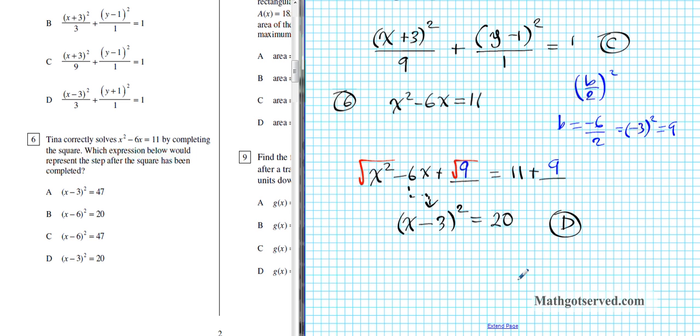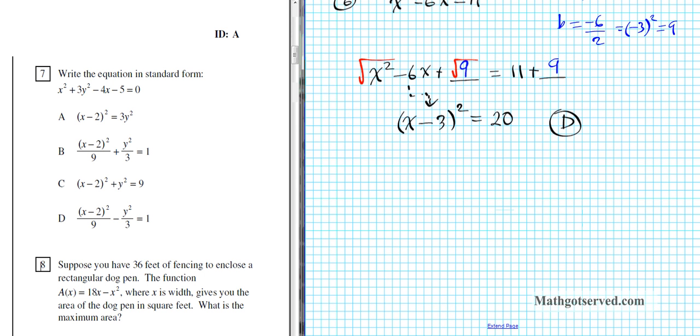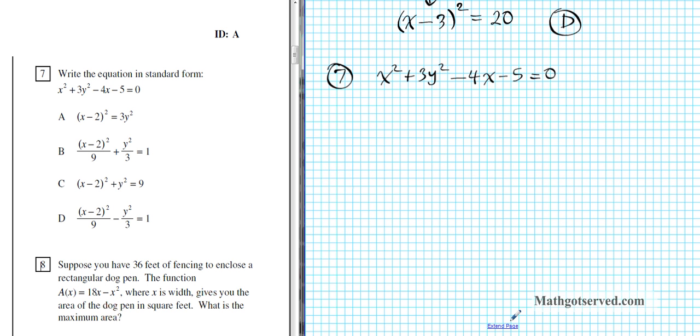Okay? All right, let's take a look at the next problem. For problem 7, we are asked to write the general form of the equation of a conic in standard form. So we have x squared plus 3y squared minus 4x minus 5. This is clearly an ellipse because you notice that we have 2 squares and a plus, and the coefficients are different. Okay? So to write this in standard form, first thing we'll do is organize our variables.